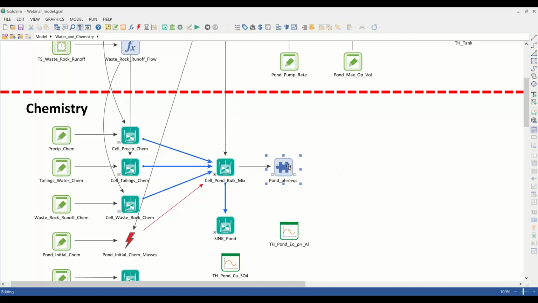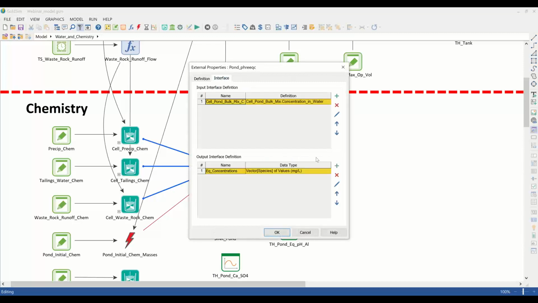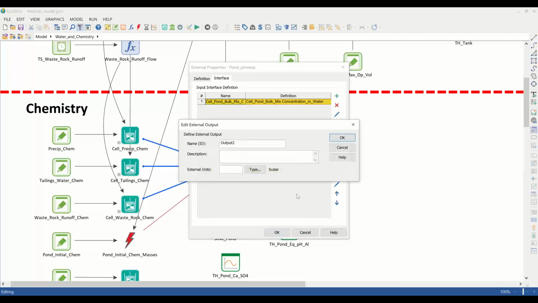But if you remember, I've added 3 more entries onto what's coming back to GoldSim. So in the output definition, I need to add 3 more entries to represent those saturation indices. So I'm going to add one for the aluminum hydroxide. I'll just call it ALOH3 for the first one. I'll add another one for iron hydroxide, so I'll call this SiFeOH3. And the last one, I think, was gypsum. So I'll add one for gypsum.